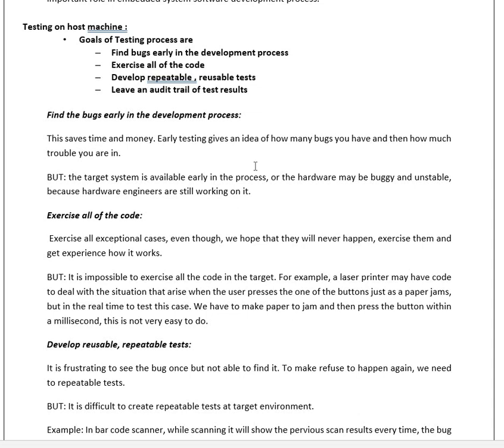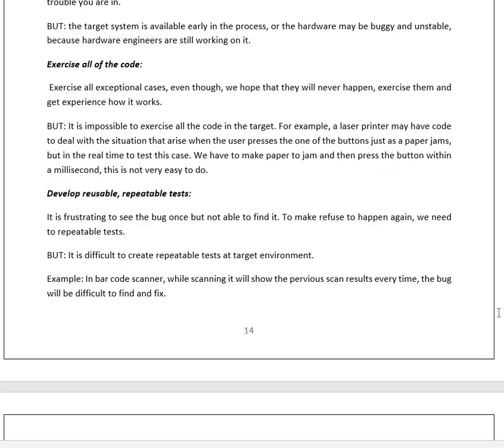Third one is develop reusable, repeatable tests. It is frustrating to see the bug but not be able to find it. To make this happen, we need to do repeatable tests. But it is difficult to create repeatable tests in the target environment. For example, in a barcode scanner, while scanning, it shows all the previous scan results every time. As it shows the previous scan results every time, it is difficult to find the bug and fix it.